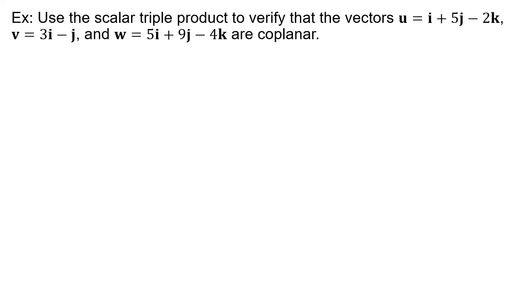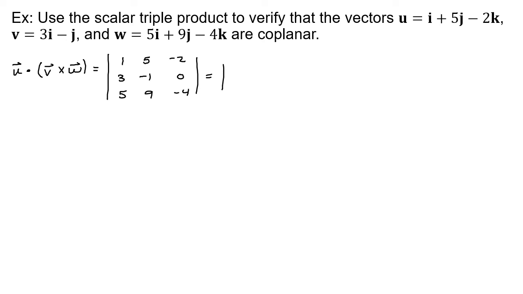So we're going to use the scalar triple product to show that these three vectors actually are coplanar, which means if I do this correctly, it should come out to be 0 when I'm done. So I want to do U dotted with V crossed with W. And so I would put across the top 1, 5, negative 2. The next one would be 3, negative 1, 0. And the last one would be 5, 9, negative 4. And though it doesn't say i, j, and k across the top, the process is the same.